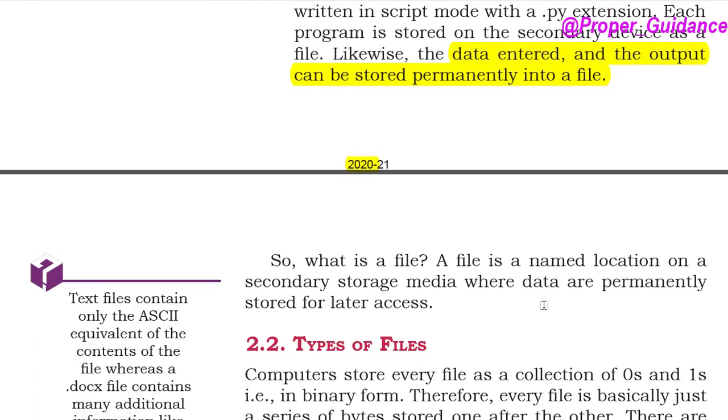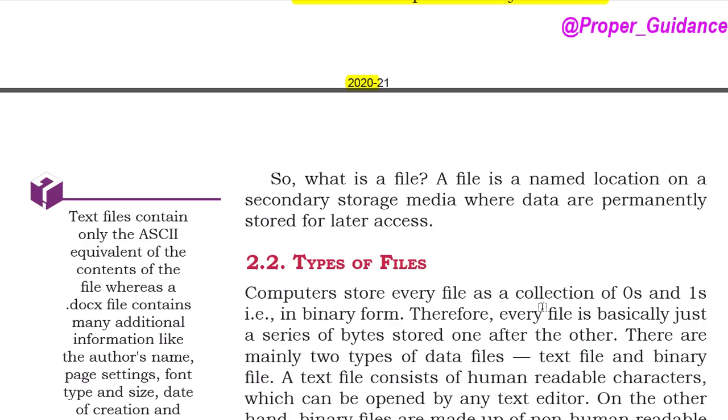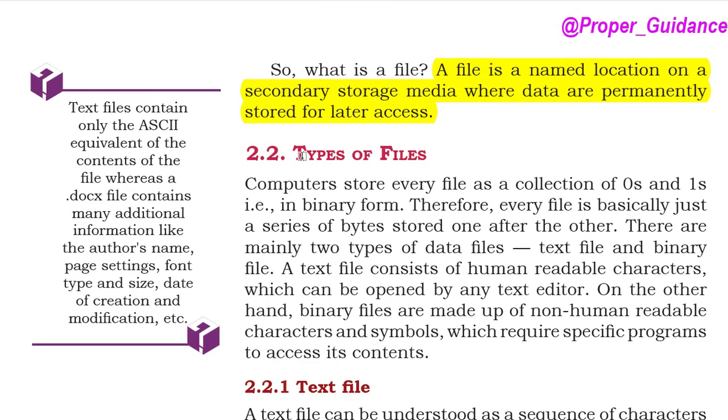Okay. So, what is a file? A file is a named location on a secondary storage media where data are permanently stored for later access. And types of files? Computers store every file as a collection of zeros and ones in the binary form. Okay, we know this. Therefore, every file is basically just a series of bytes stored one after the other.